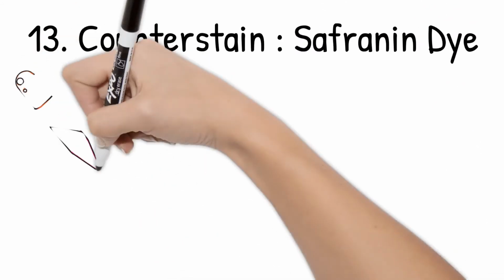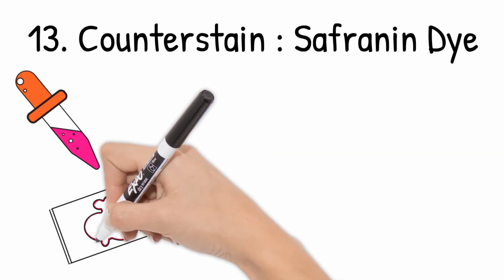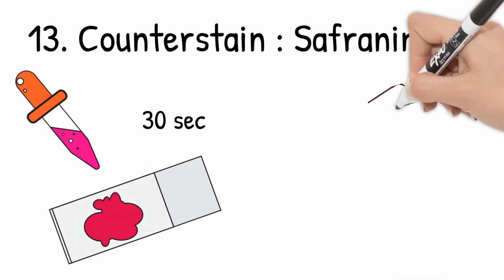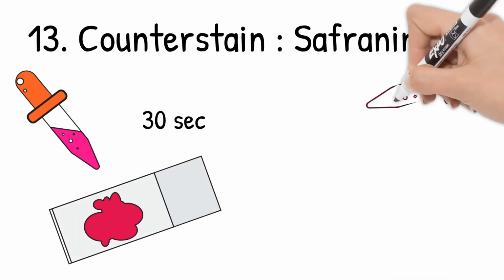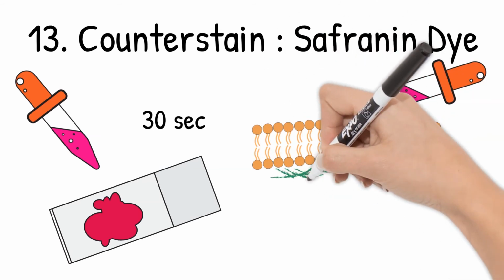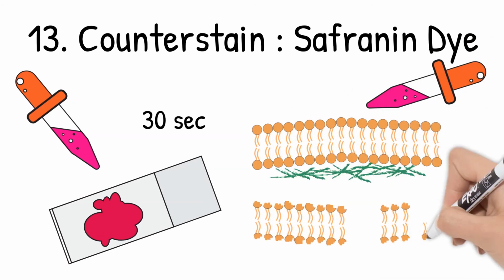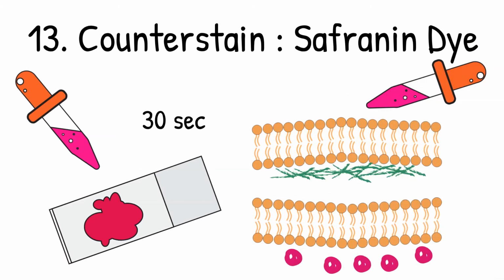Counter stain using safranin dye, which is red to pink color. Flood the slide and leave it on for about 30 seconds. This is to help further distinguish between the two types of bacteria. Since the gram-negative bacteria was colorless, it will take the safranin dye and stain red to pink color. The safranin dye passes through the peptidoglycan layer and binds to the phospholipid membrane.